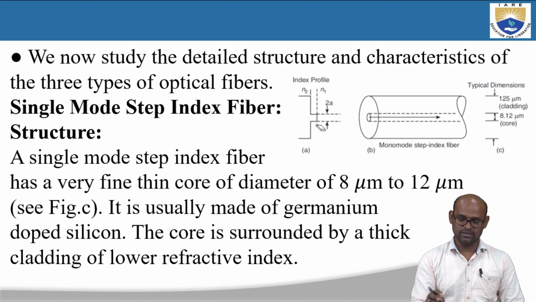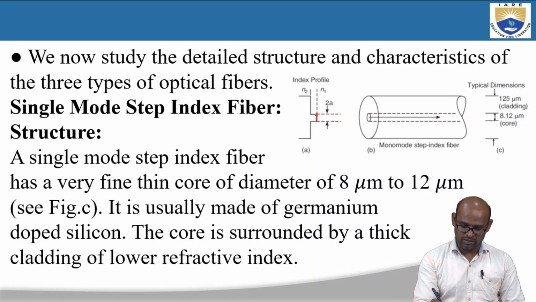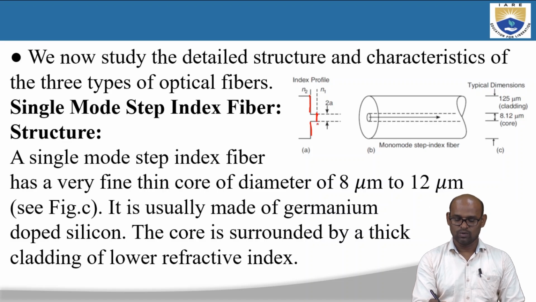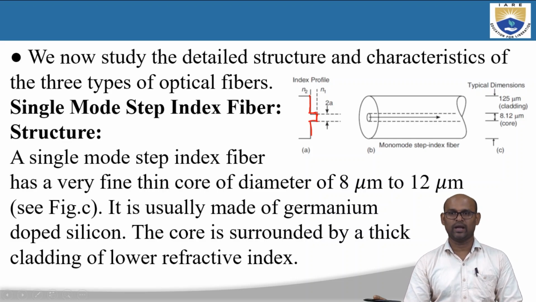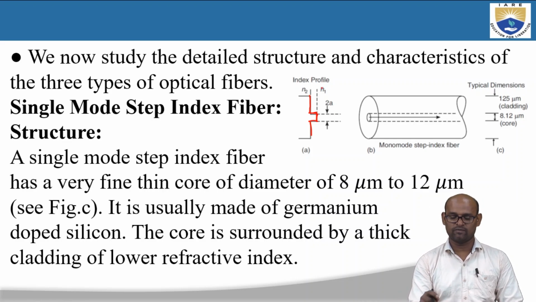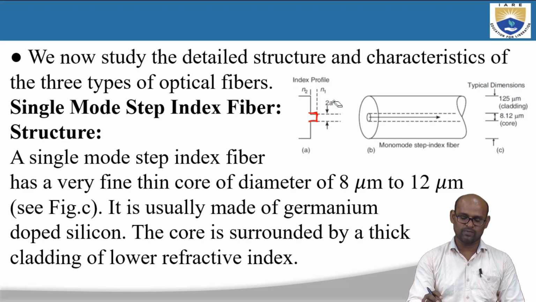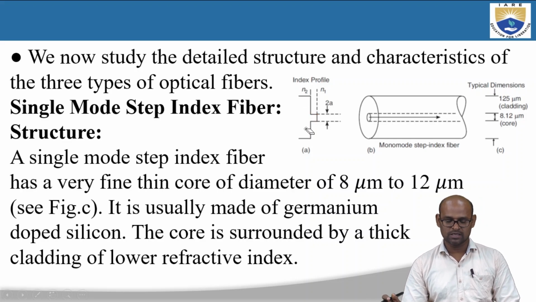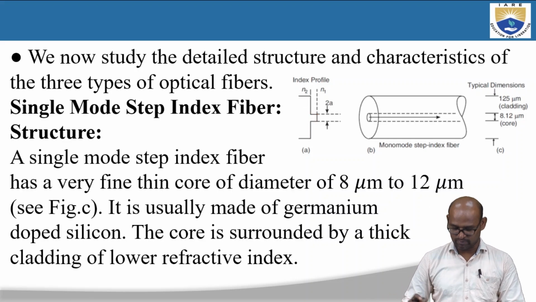So let me draw it neatly. In the core you have N1 refractive index. This is the value, and in the cladding you have N2 refractive index. At the interface, N1 changes to N2. That is why we have step index in this fiber. We have a refractive index profile like a step. That is why we call it step index optical fiber, and these are the dimensions which I have discussed just now.